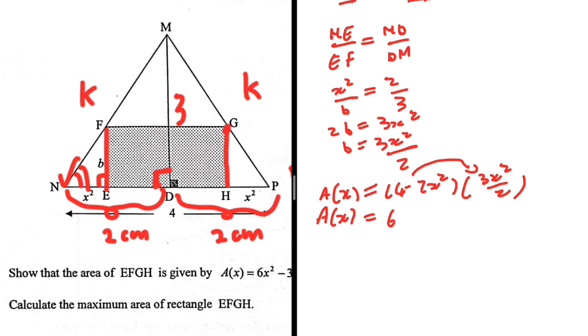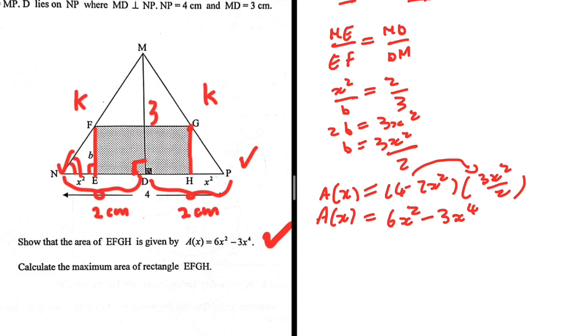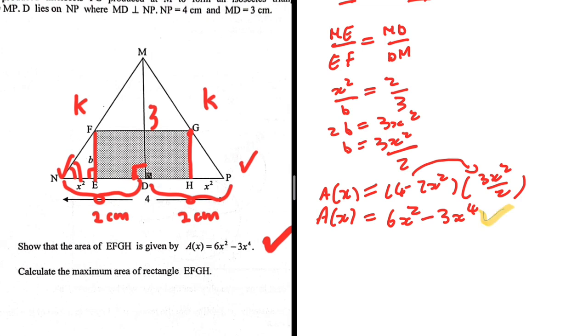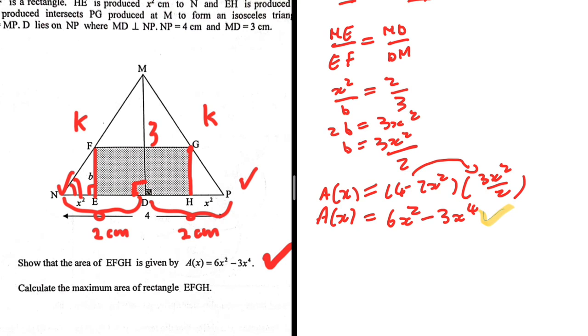So we have 6x squared minus 2 multiplied by 3 over 2. 2 and 2 will cancel out. So we're going to have minus 3x to the power 4, because x squared multiplied by x squared will be x to the power 4. So there we go. We have the area of our rectangle EFGH. We are using the fact that the two triangles are similar and proportionality therefore.